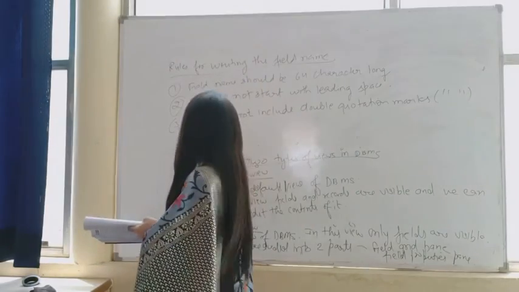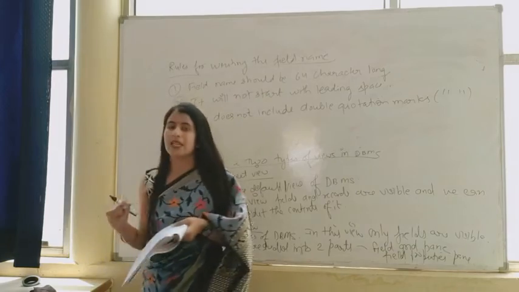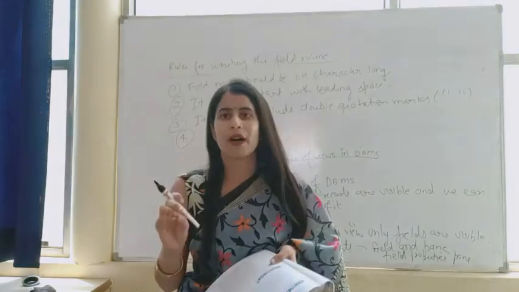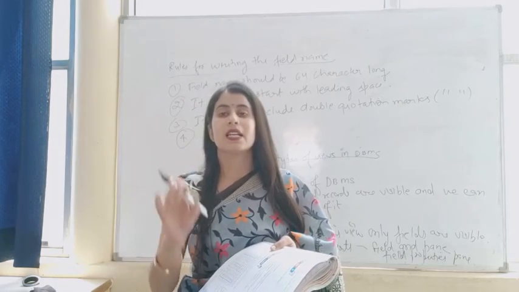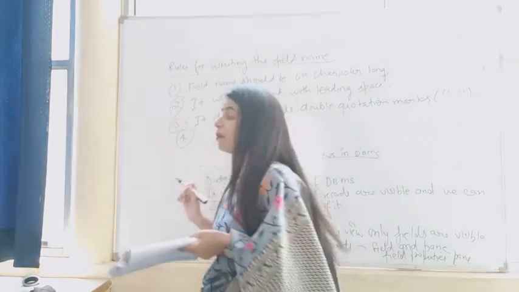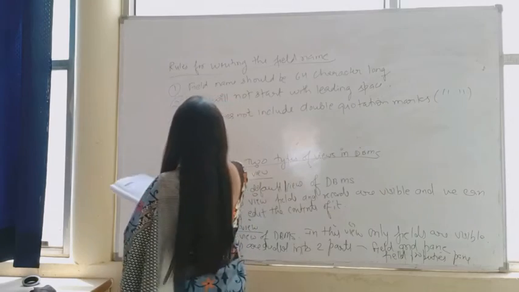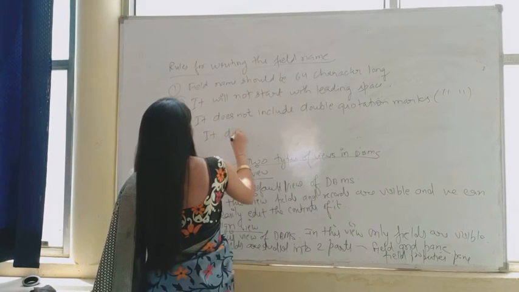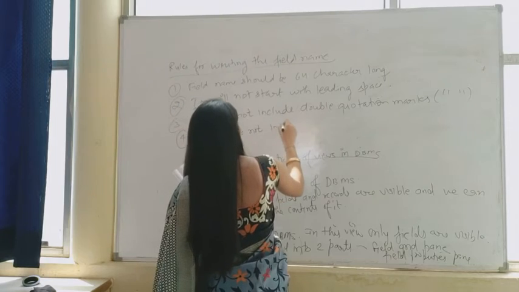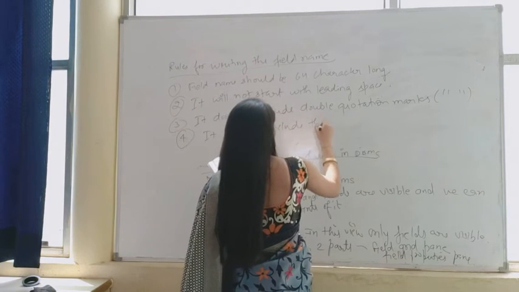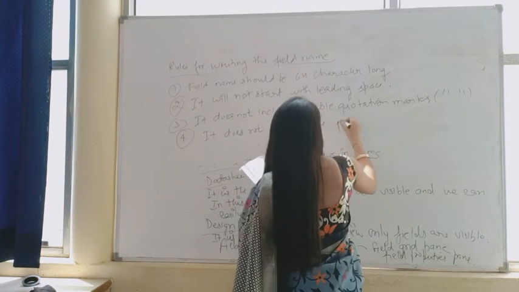Okay, what is the next one? Next one is, it can include comma, it can include exclamation mark, but it doesn't include a period. Okay, period means a dot. So next we will write, it doesn't include the period.